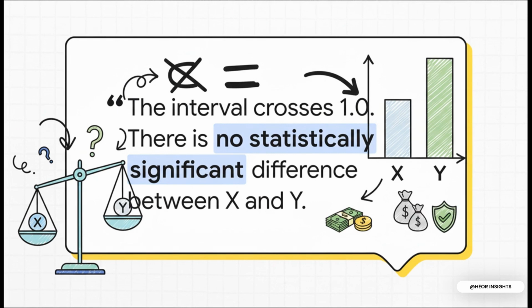Using warfarin as the common comparator, the NMA produces this result. The hazard ratio is 0.95, and you can see the credible interval runs from 0.80 to 1.15. Because that interval crosses 1.0, we conclude there's no statistically significant difference in efficacy. This finding immediately shifts your value strategy towards things like cost minimization or demonstrating a better safety profile.